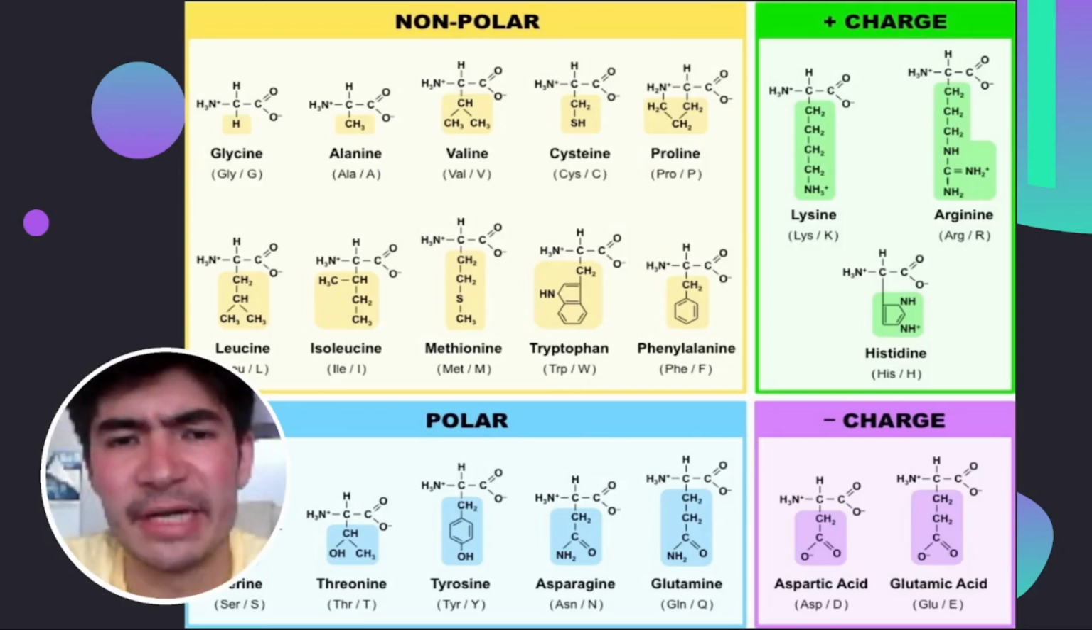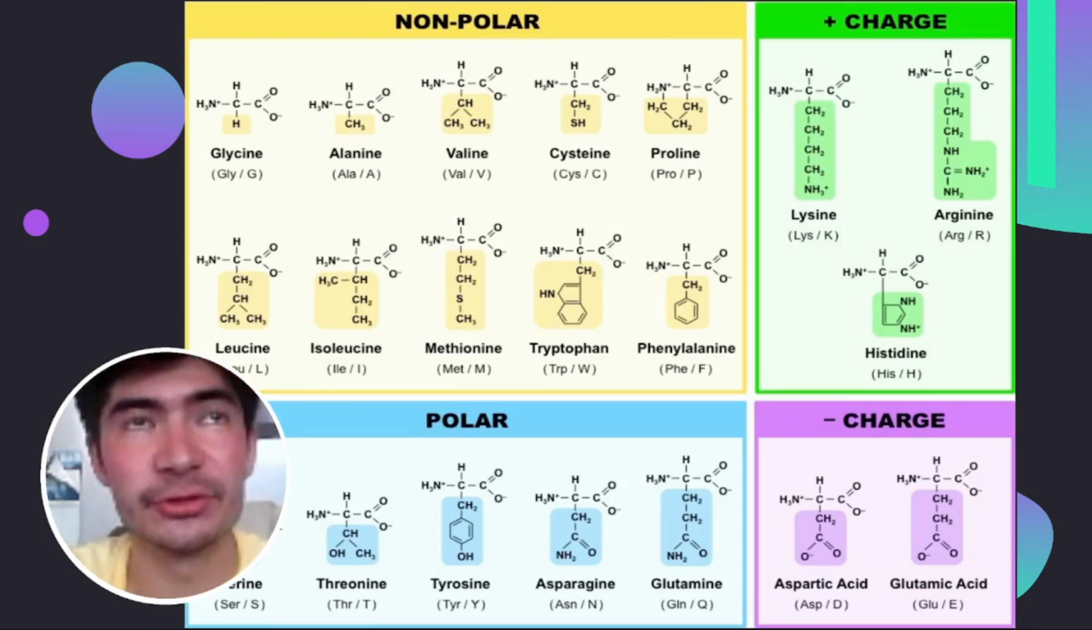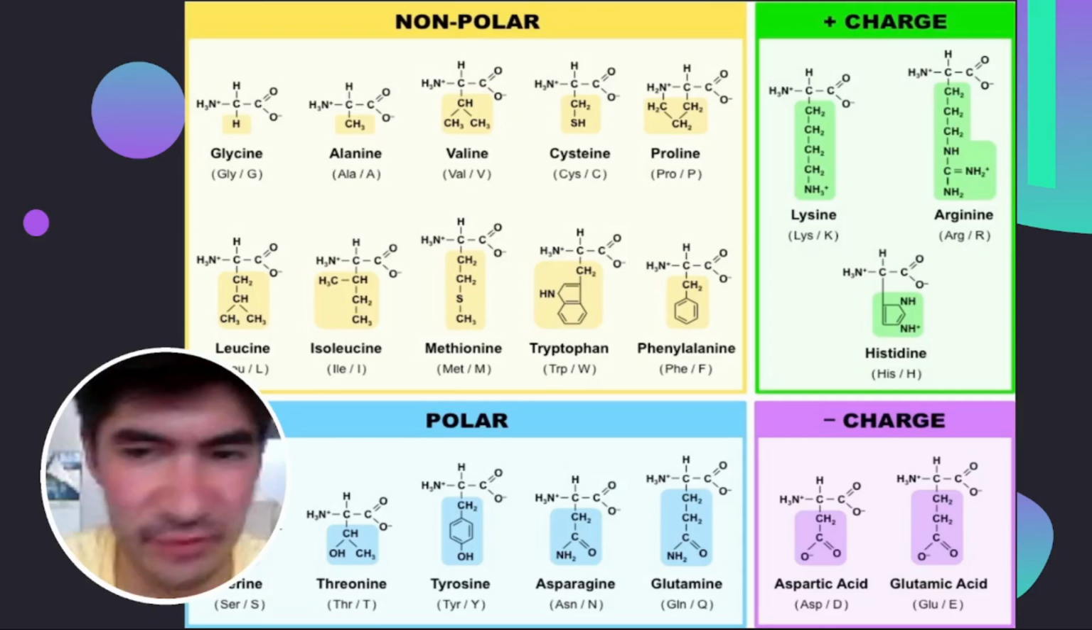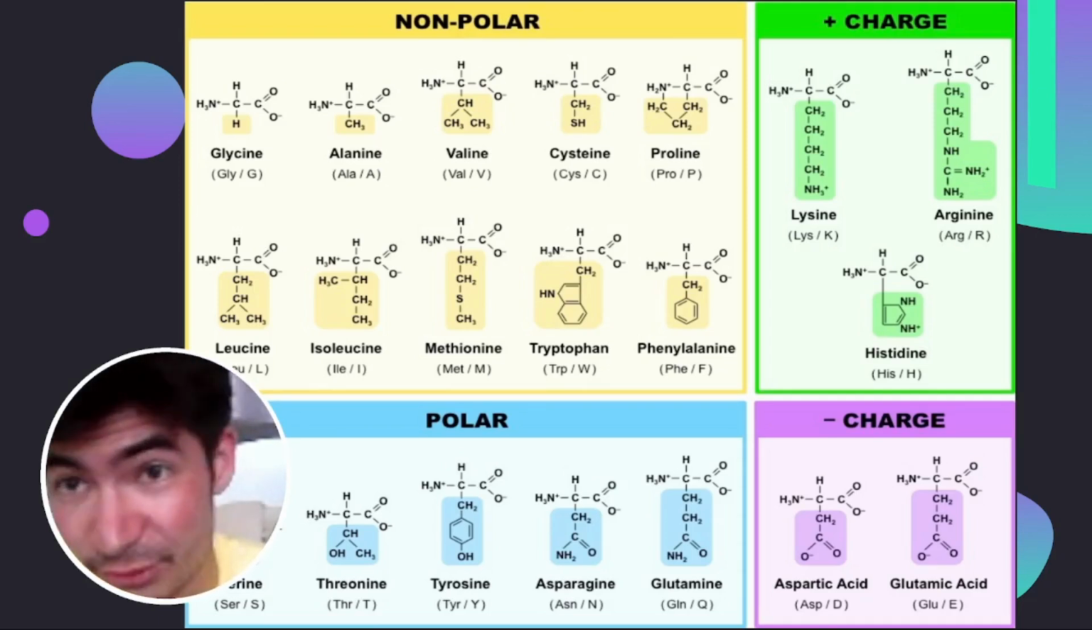So here are all the types of amino acids. There's 20 of them. There are more than that, but after these 20, the rest you don't really see very often. These are the main ones. So there's 20 of them, and they're separated by group.